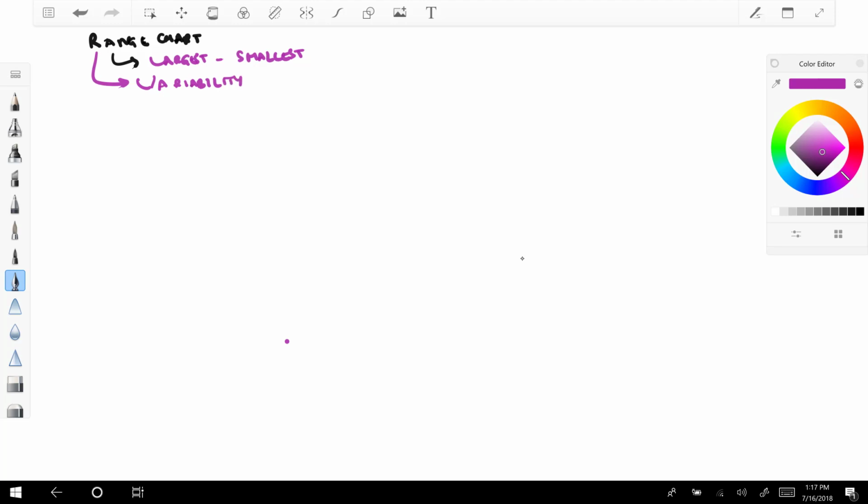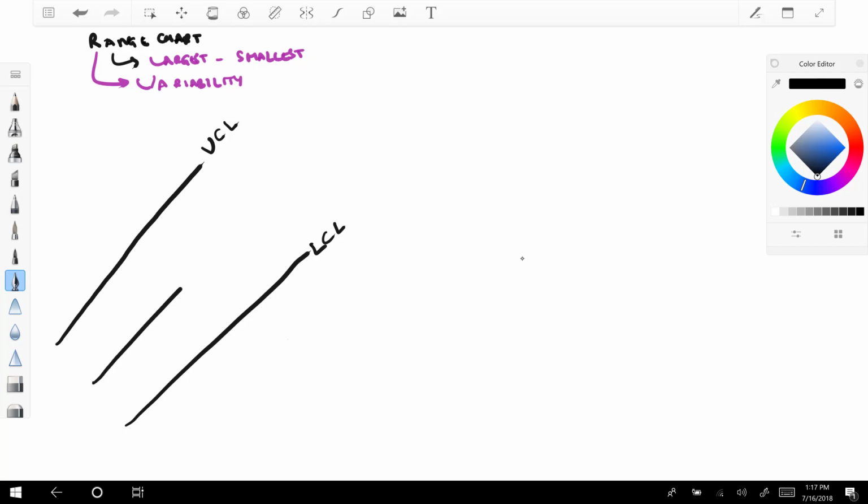So again, we can draw our sample diagram. If we have the upper control limit and the lower control limit, so this is the upper control limit and lower control limit, and this is the R bar, which is the mean of the sample ranges.